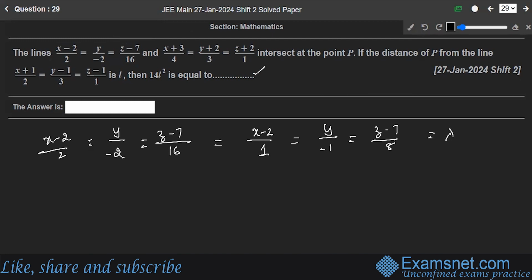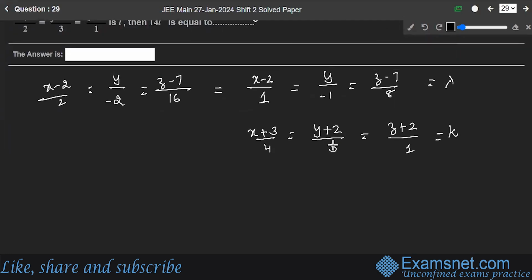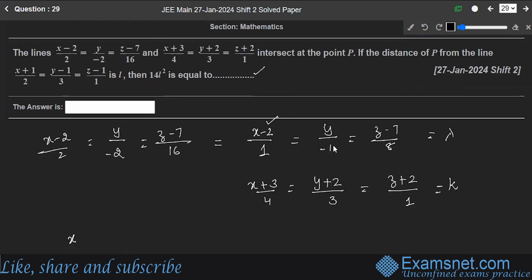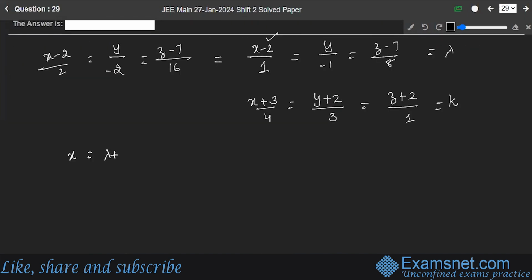Also, let's pick up the second one. You have (x plus 3) upon 4, (y plus 2) upon 3 is equal to (z plus 2) upon 1. Let's say that's equal to k. Right, so you get three things. I'll pick up this one: (x minus 2) upon 1 is equal to lambda. This will give me x, for the point of intersection. This will be x is equal to lambda plus 2. And from here, x will be equal to 4k minus 3. So that means for the point of intersection, lambda plus 2 is equal to 4k minus 3.